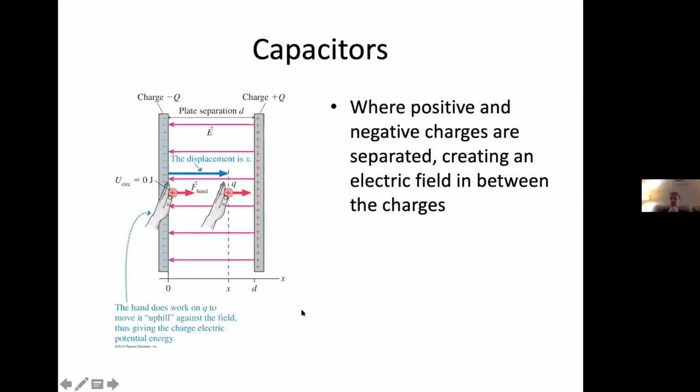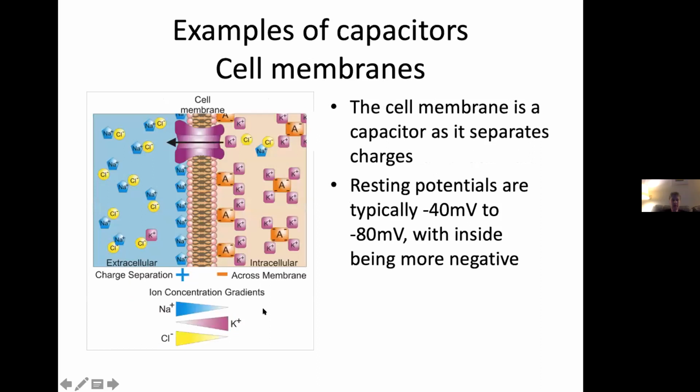Then I want to move on to capacitors. So just to re-say what Professor Slifer already said, a capacitor is a place where the positive charges are separated from the negative charges. And in between, you'll have a constant electric field. And so one of the examples is a cell membrane, a cell membrane inside a cell.